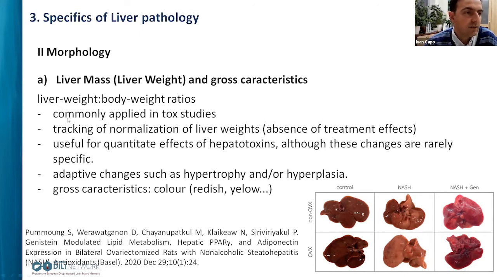So this liver weight to body weight ratio, which we actually use in any other study, is very useful and commonly applied in toxicological studies. Sometimes, with the tracking of the liver weight, we can find the effects, for example, of the absence of treatment effects. Usually, we can quantify some effects of some hepatotoxins. We can see that these changes are very easy to recognize, but they are not highly specific for some stages.